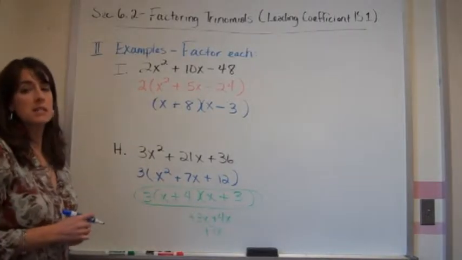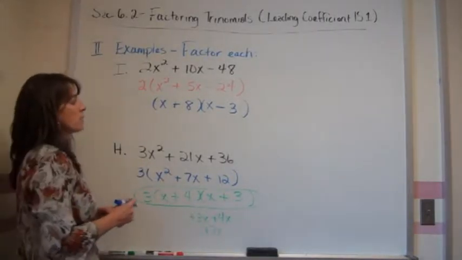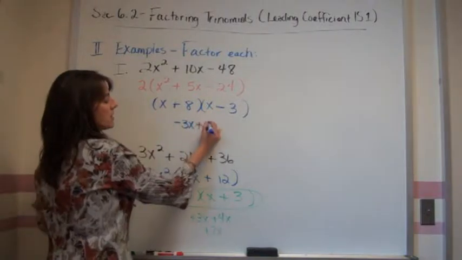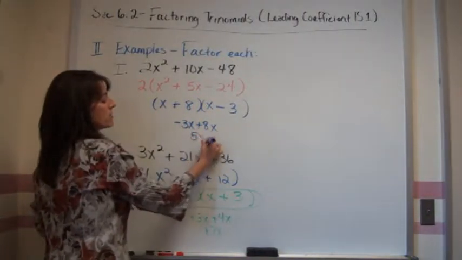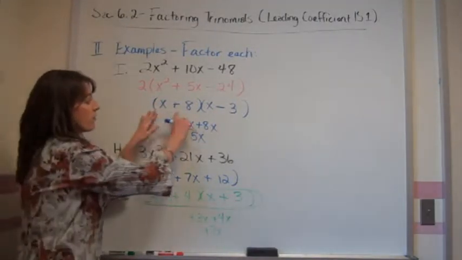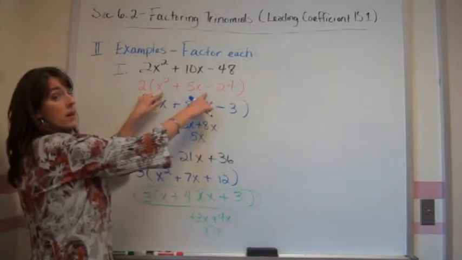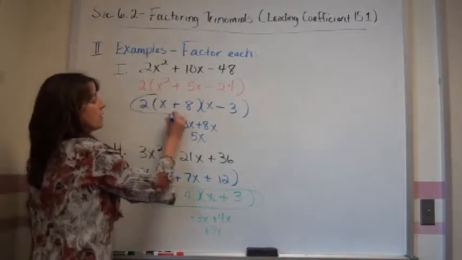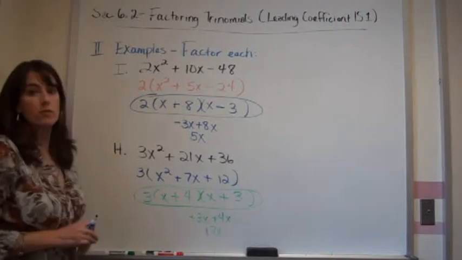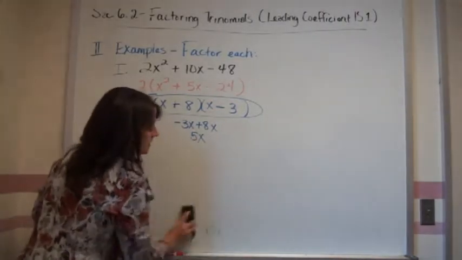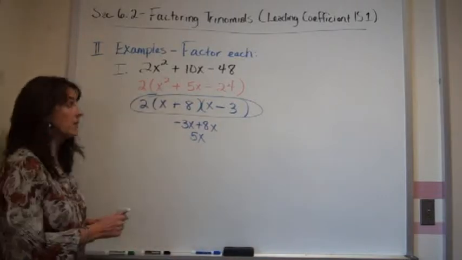Just check those outsides and insides to make sure that you've got your signs set up right. This is a negative 3x. This is a positive 8x. Those combine to be that positive 5x that I needed right there. So I know that that's right. But remember, foiling this will only get me to here. I need to get all the way to the beginning. So I need to retain the 2 that's out front. Now, this is fully factored form. All right. Just a couple more.